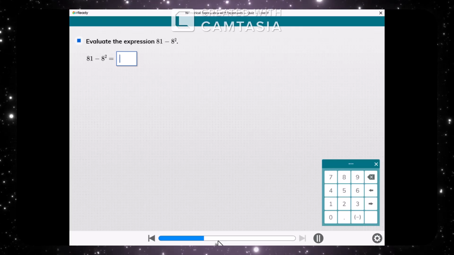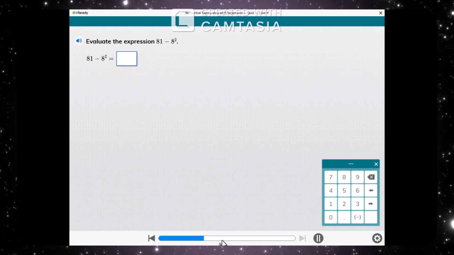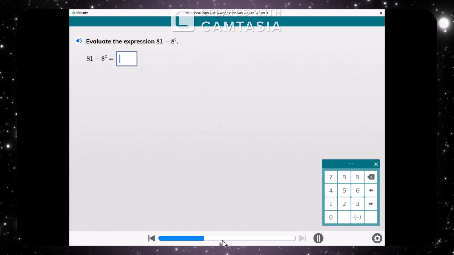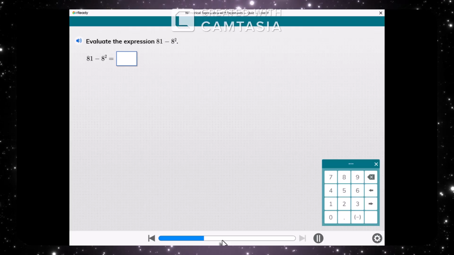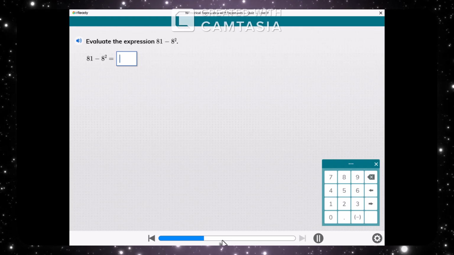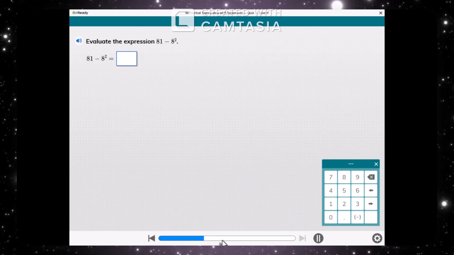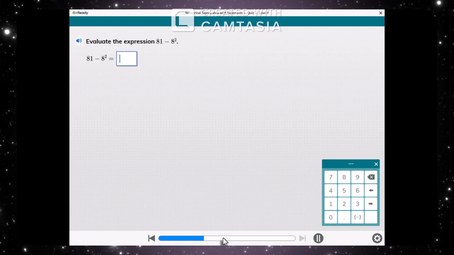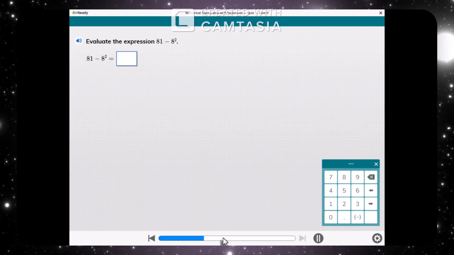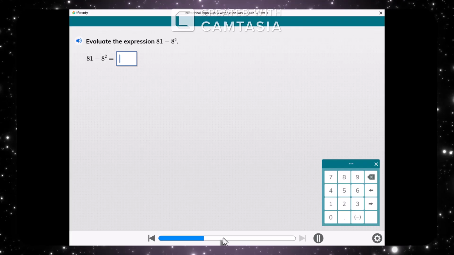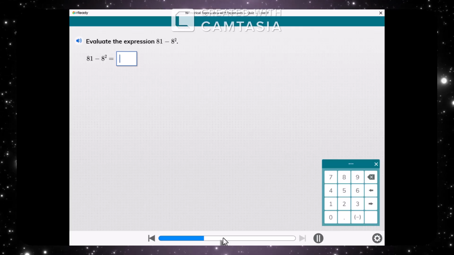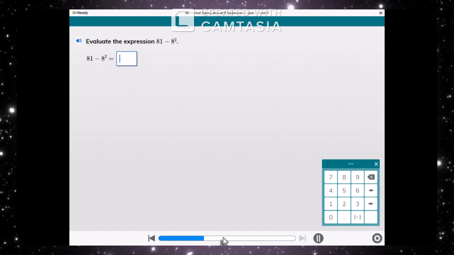Evaluate the expression 81 minus 8 to the 2nd power. 81 minus 8 to the 2nd power is 81 minus 16, or 80 minus 16 is equal to... Okay, wait, let me just do the math. 81 minus 16 is equal to... Yeah, no wait, 65.